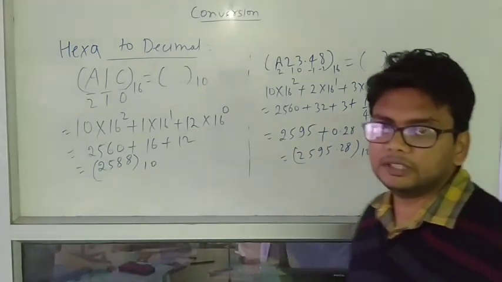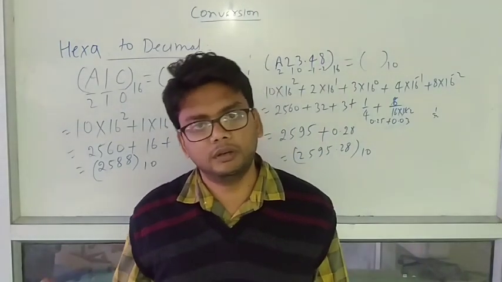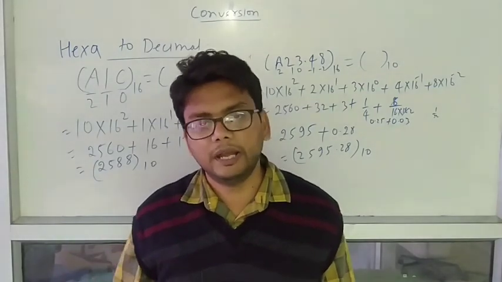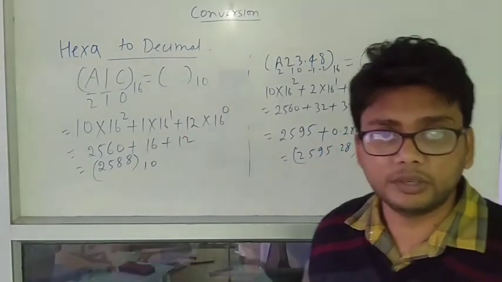So we have seen how to convert a binary number into the decimal one, an octal number into the decimal one, and hexadecimal into the decimal one. So it is very easy. If you do the practice, you can easily understand it.